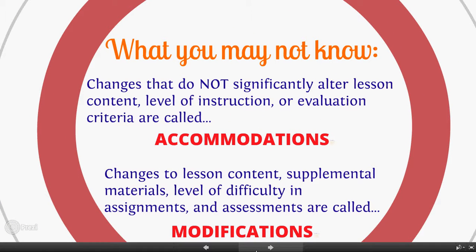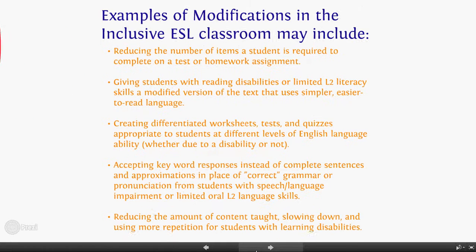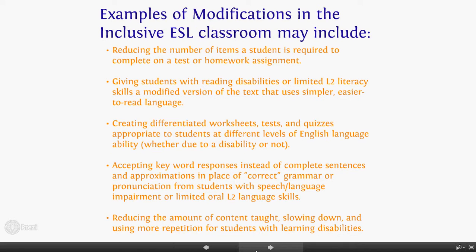Changes to lesson content, supplemental materials, and level of difficulty in assignments and assessments are called modifications. Examples of modifications: reducing the number of items a student is required to complete on a test or homework assignment, giving students with reading disabilities or limited aural literacy skills a modified version of the text that uses simpler, easier to read language, and creating differentiated worksheets, tests and quizzes appropriate to students at different levels of English language ability.